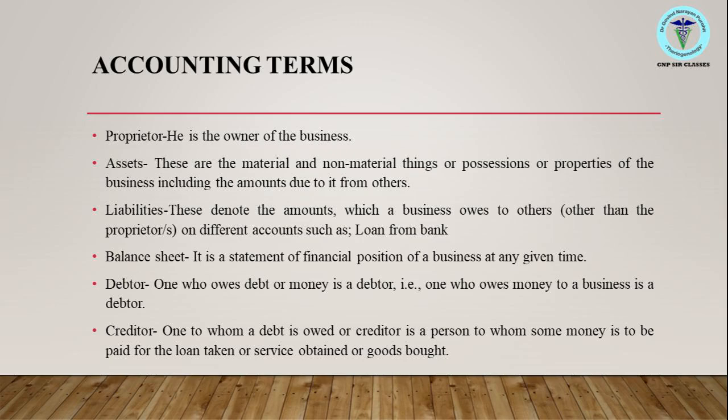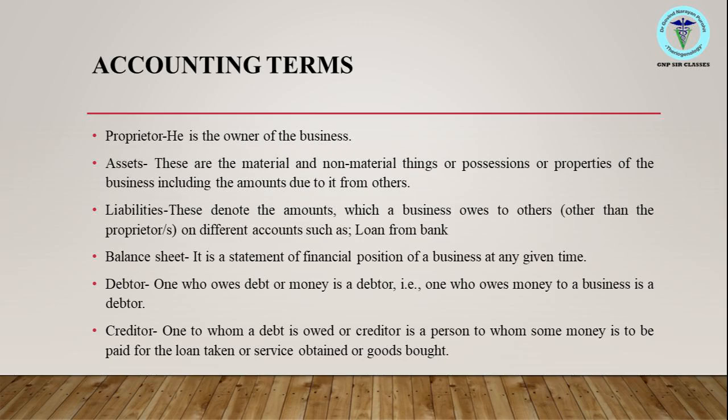Let us also talk about some accounting terms. Proprietor. He is the owner of the business. Assets. These are the material and non-material things or possessions or properties of the business, including the amounts due to it from others. Liabilities. These denote the amounts which a business owes to others, other than the proprietor, on different accounts such as loan from bank.